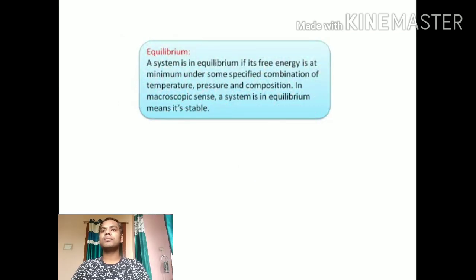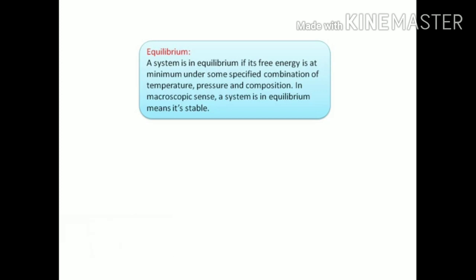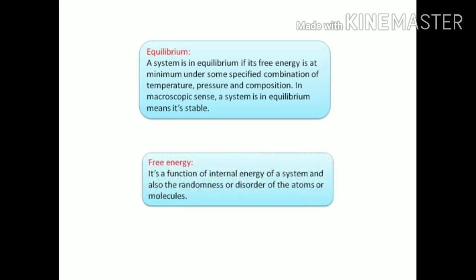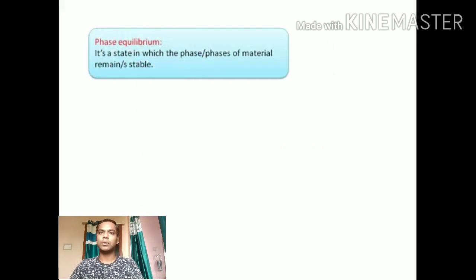Equilibrium. A system is in equilibrium if its free energy is at minimum under some specified combination of temperature, pressure and composition. In a macroscopic sense, a system is in equilibrium means it is stable. Free energy. It is a function of the internal energy of a system and also the randomness or disorder of the atoms or molecules. Phase equilibrium. It is a state in which the phase of material remains stable.